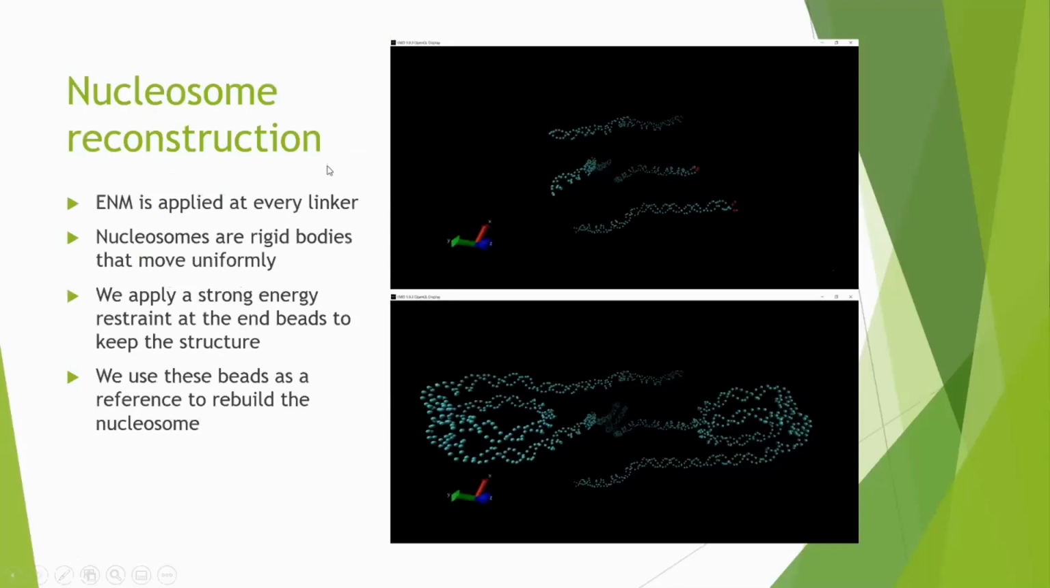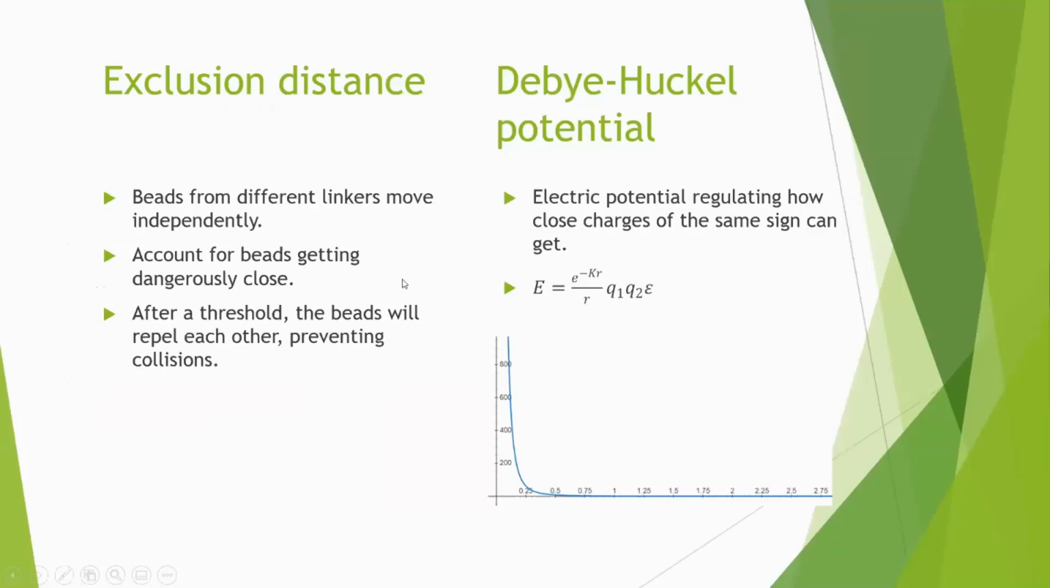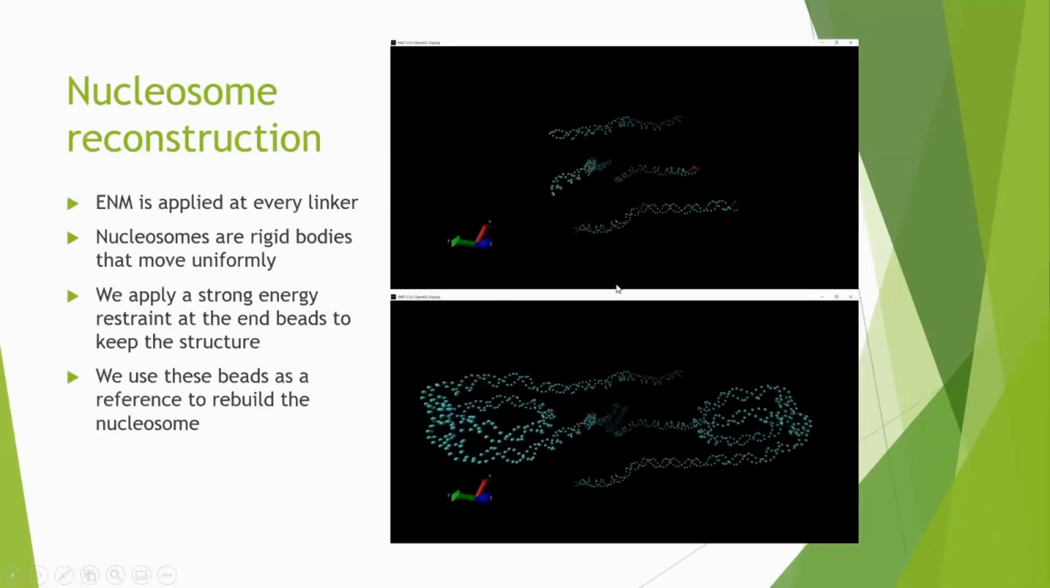Another of the main keys of this algorithm is nucleosome reconstruction. The elastic network model is applied at every linker independently. Now we can see here an example of 4 linkers with 3 nucleosomes. And then we consider the nucleosomes as rigid bodies that move uniformly. Then we apply a strong energy restraint at the end beads to keep the structure.